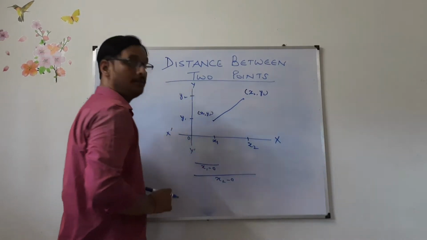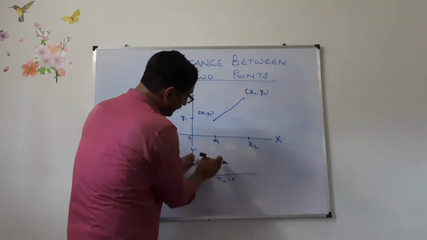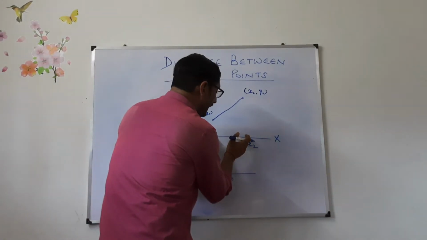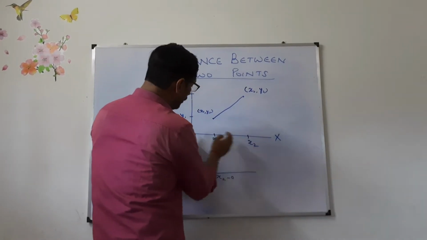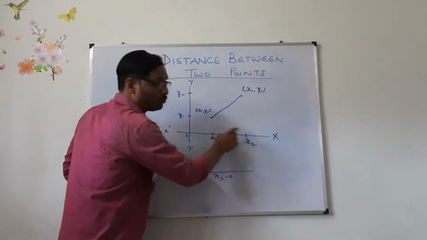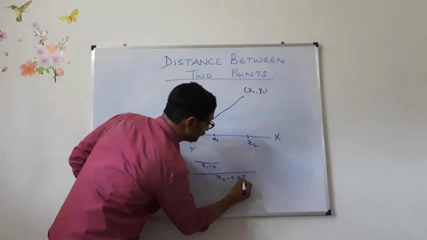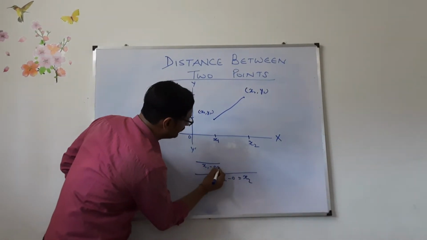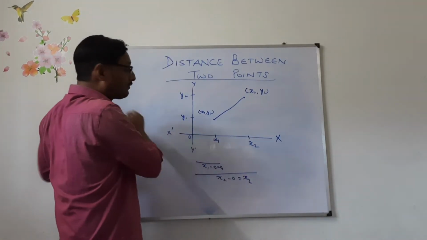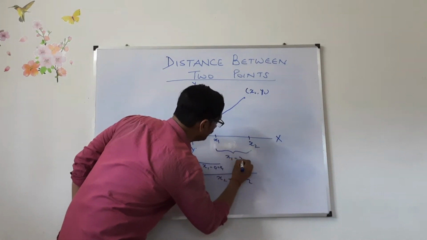x2 minus 0. From this, if you will be taking out this thing, then what you will be finding? You will be finding this one. From this whole, you take out this thing. This whole is x2 minus 0 means x2. And this one is what? x1 minus 0 is x1. From this x2, if you will be taking out x1, then you will be finding x2 minus x1.